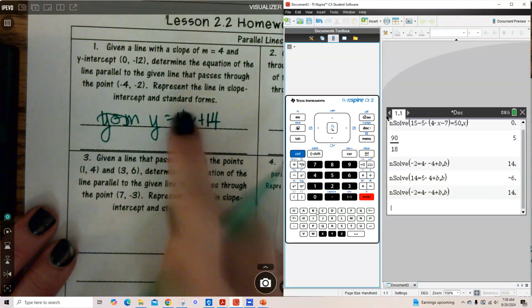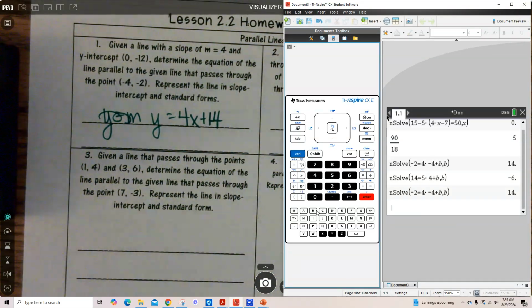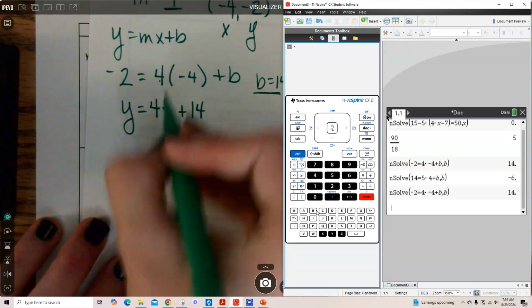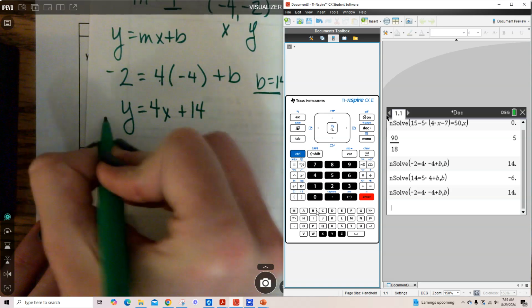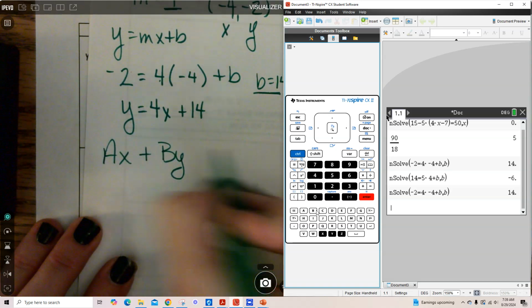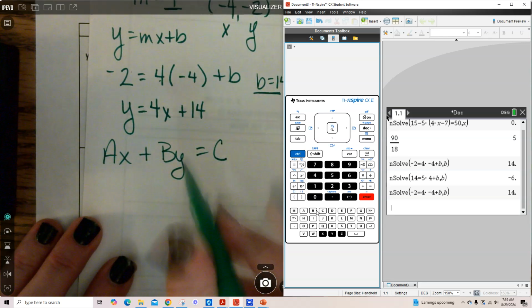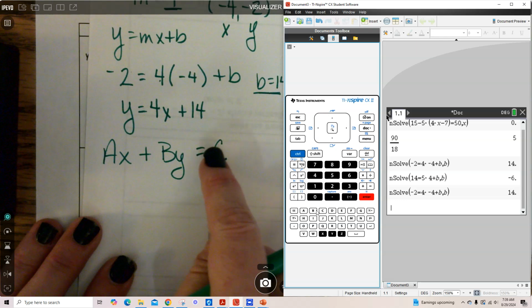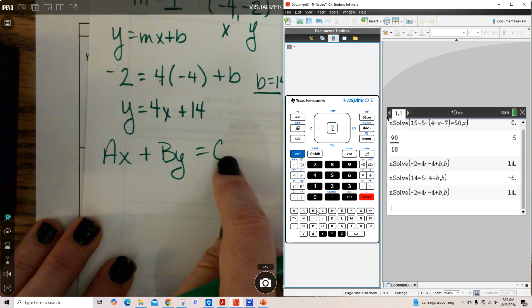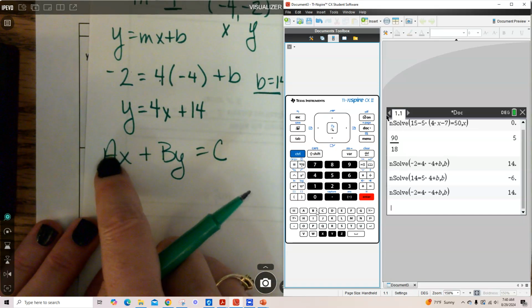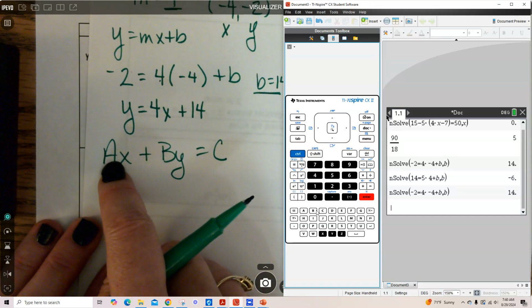Now we also have to write that in standard form, and this is where things get a little bit tricky for you guys. So standard form, the x and the y are over on this side. So standard form is ax plus by equals c. X values over here, y values over here, and then the constant is on the right-hand side. The rules for standard form are no fractions, and the x value, if we have a number in front of x, it has to be positive.